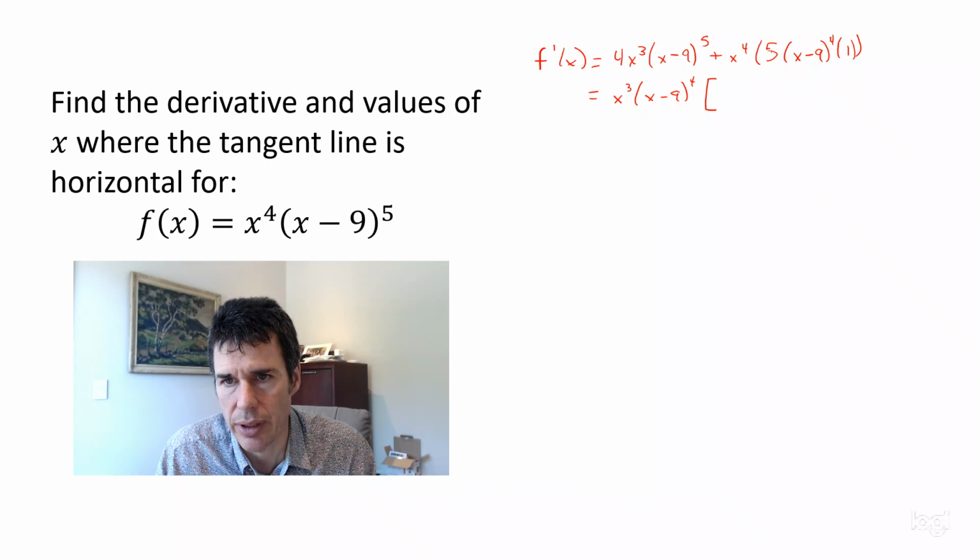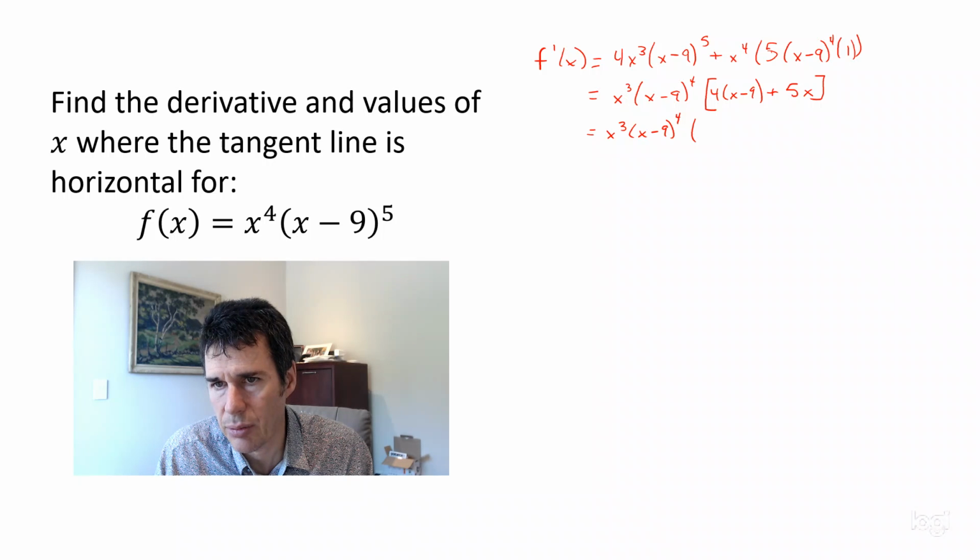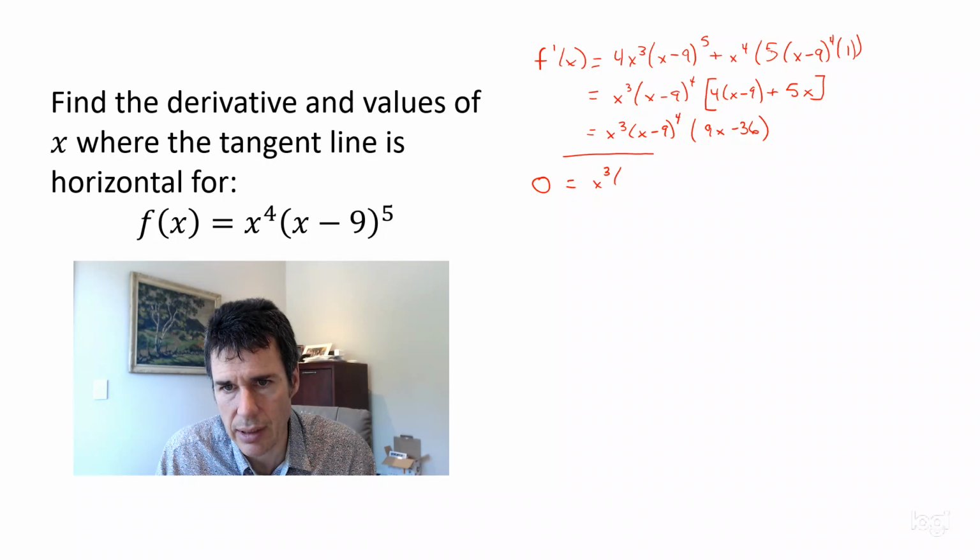We are left with a 4 times x minus 9 plus 5x. So that's x cubed times x minus 9 to the fourth times 4x minus 36 plus 5x, so that's 9x minus 36. So that's our derivative. And now we want to set it to 0. So 0 equals x cubed times x minus 9 to the fourth times 9x minus 36.